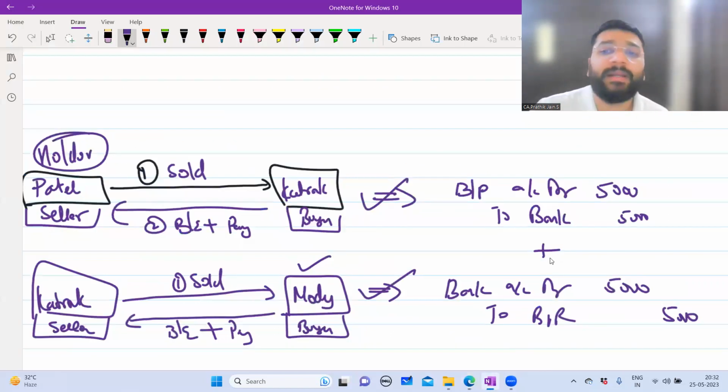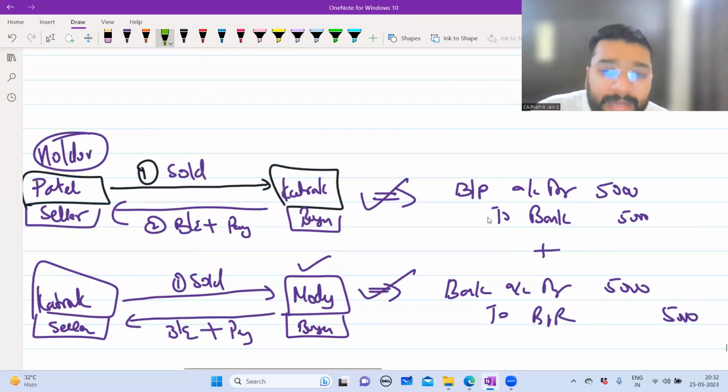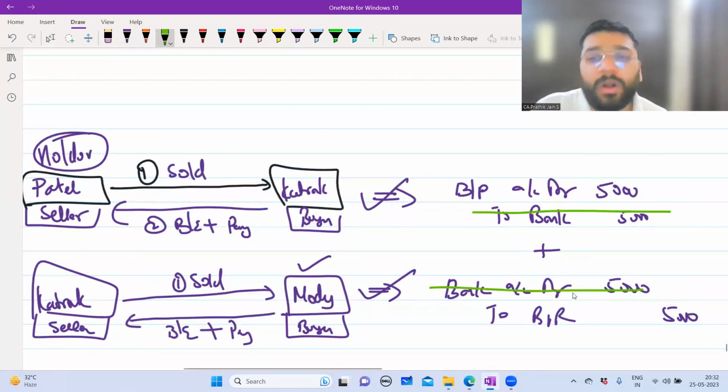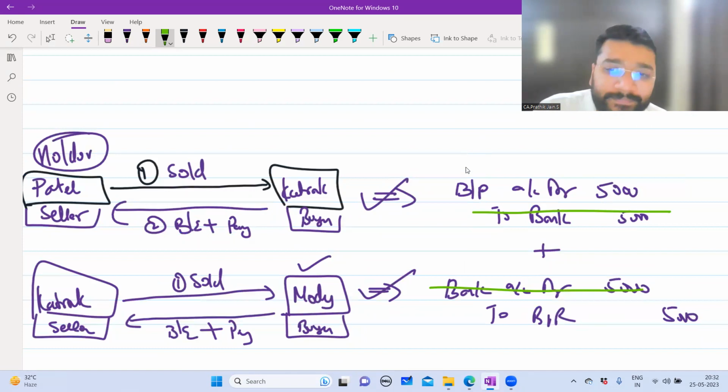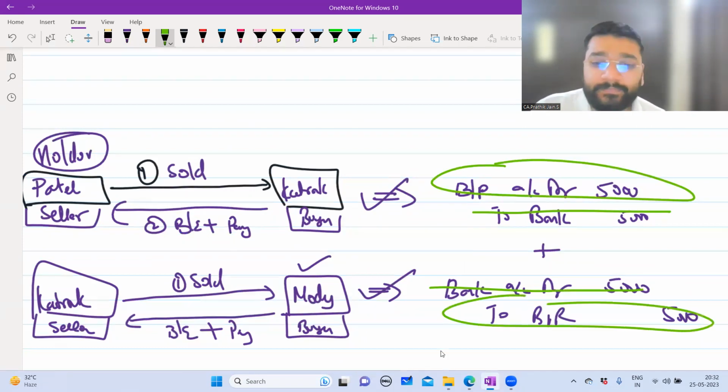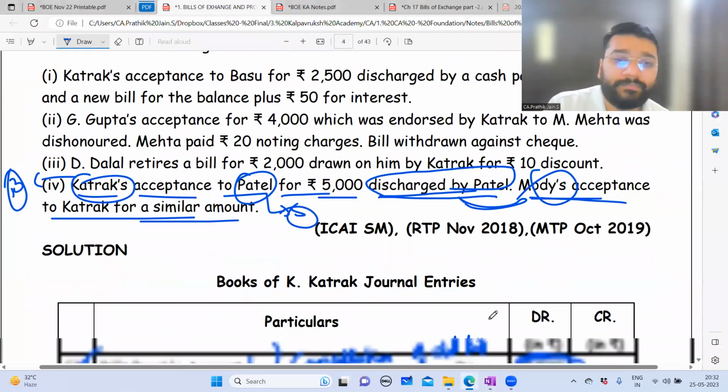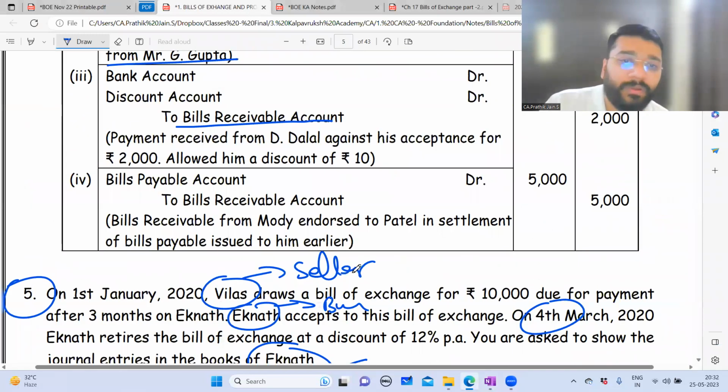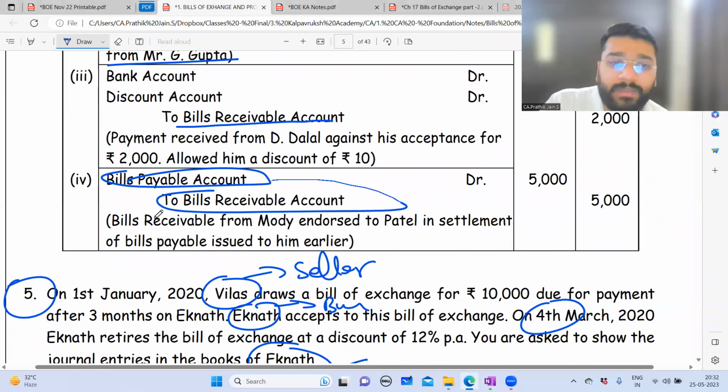If I combine both entries, what will happen? Can I say bank 5,000 is knocked off? So what am I left with? Bills payable and bills receivable. Bills payable account debit to bills receivable. So what is the narration? Bills receivable from Modi endorsed to Patel in settlement of bills payable issued to him earlier.